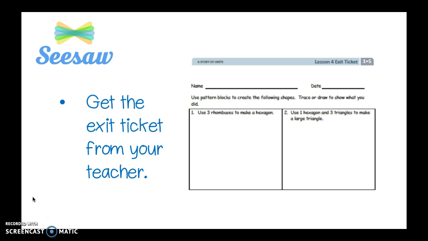Number 1 says, use 3 rhombuses to make a hexagon. I'm going to read it again for you. Use 3 rhombuses to make a hexagon. Good luck with that one. Number 2 says, use 1 hexagon and 3 triangles to make a large triangle. Ooh. 1 hexagon and 3 triangles to make a large triangle.